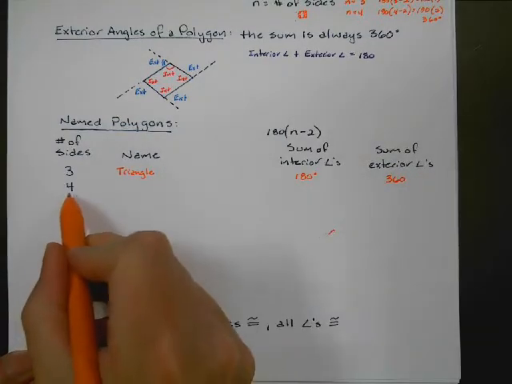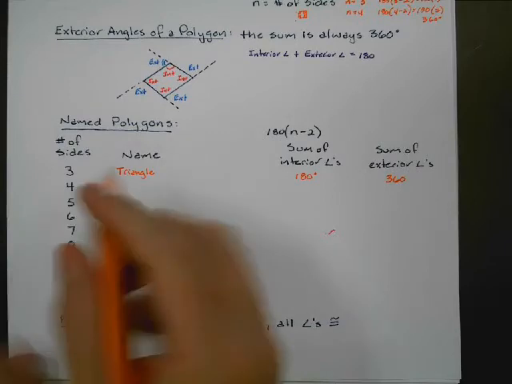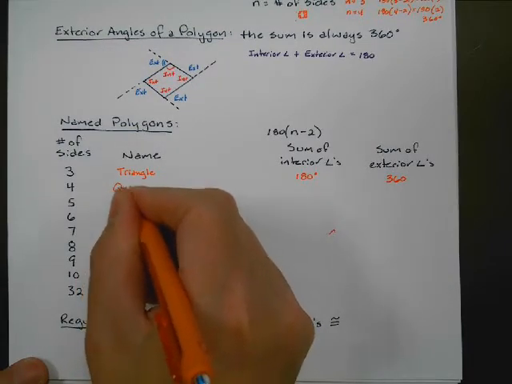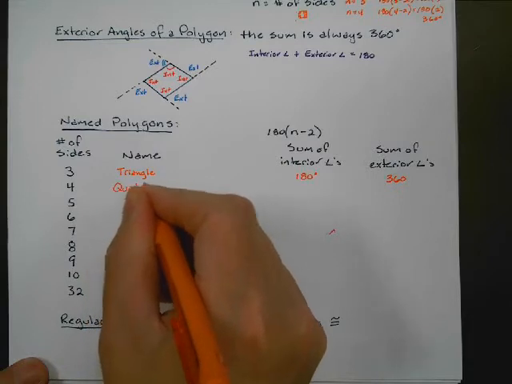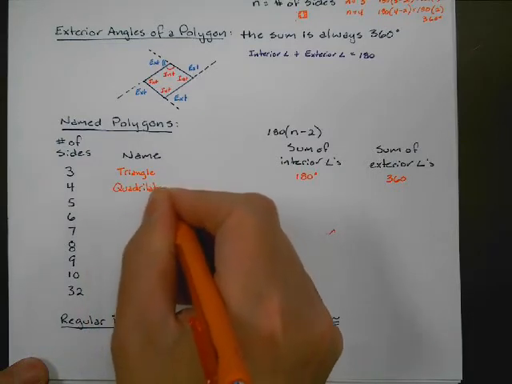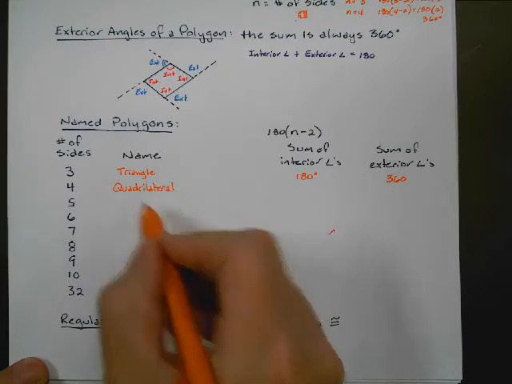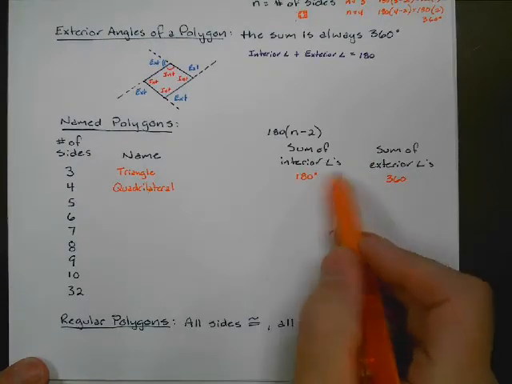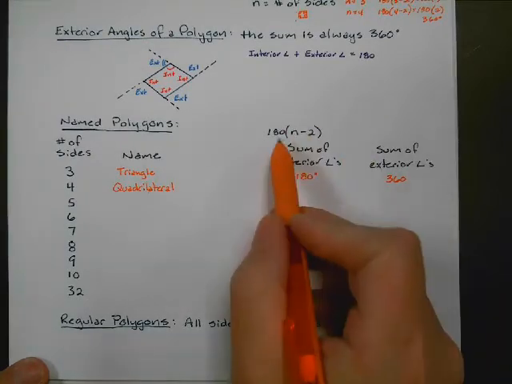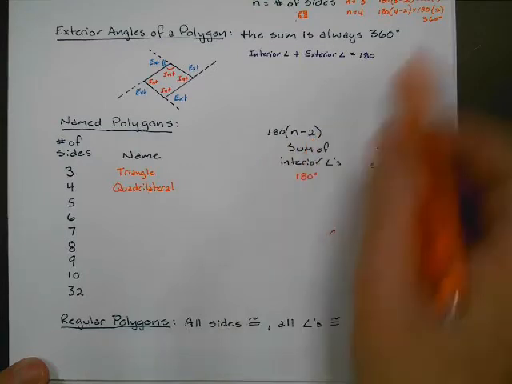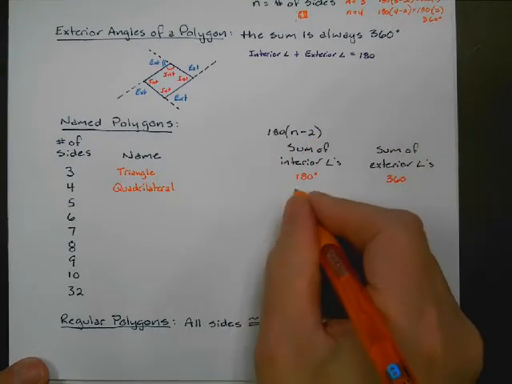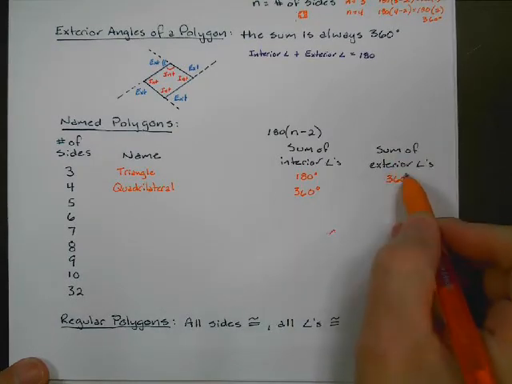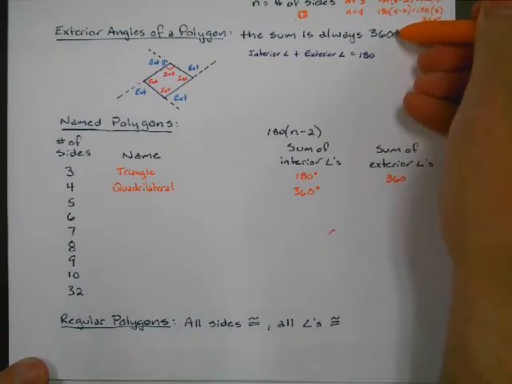If it has 4 sides, what's the name? The name's not square, it's quadrilateral. A square is a type of quadrilateral. I always spell this wrong. There's only one L right here. So, all right, it's a quadrilateral. So what's the sum of the interior angles of a quadrilateral? Well, I do 180 times 4 minus 2. We did that earlier. We got 360. What about the sum of the exterior angles? The sum is always 360.